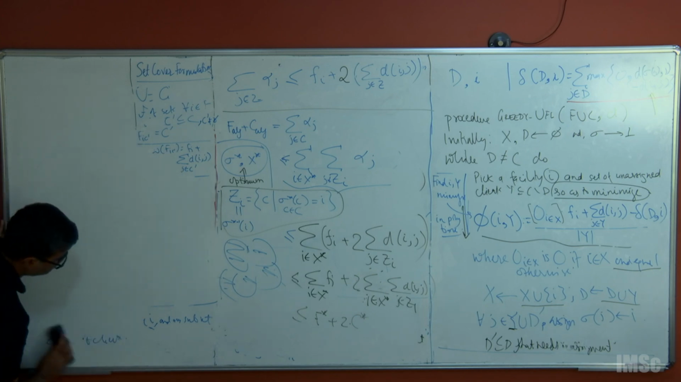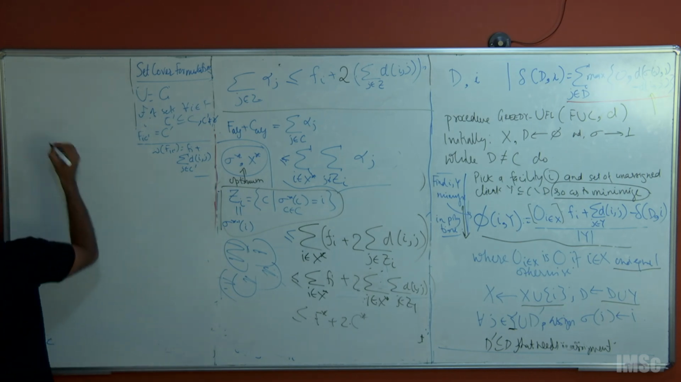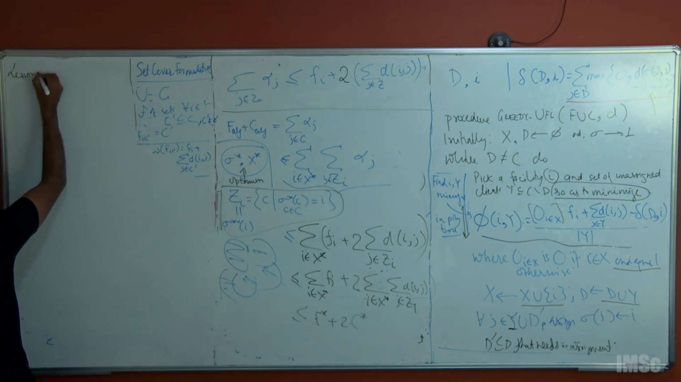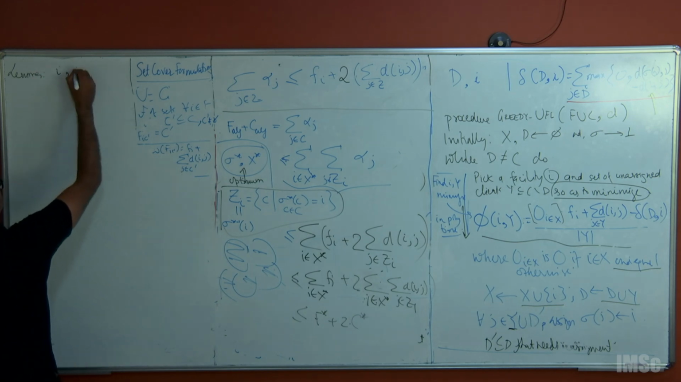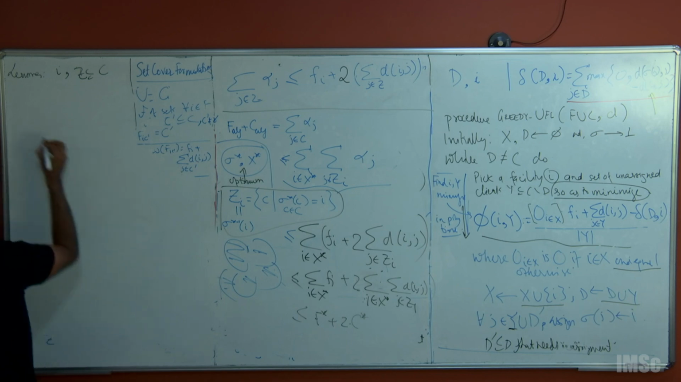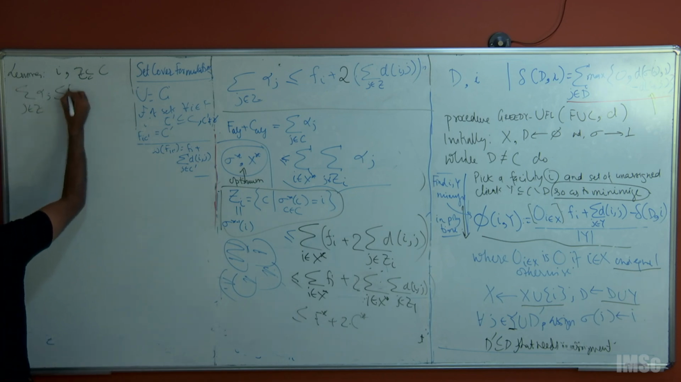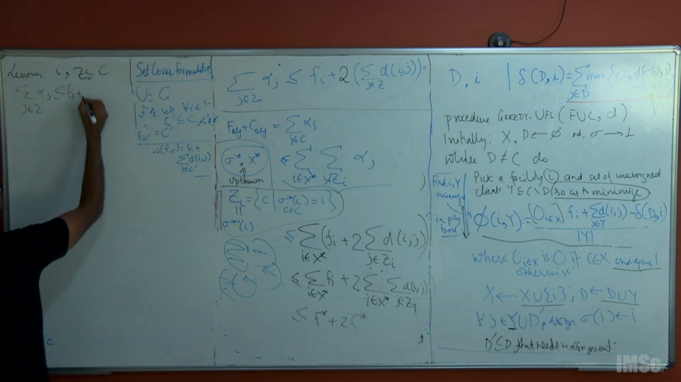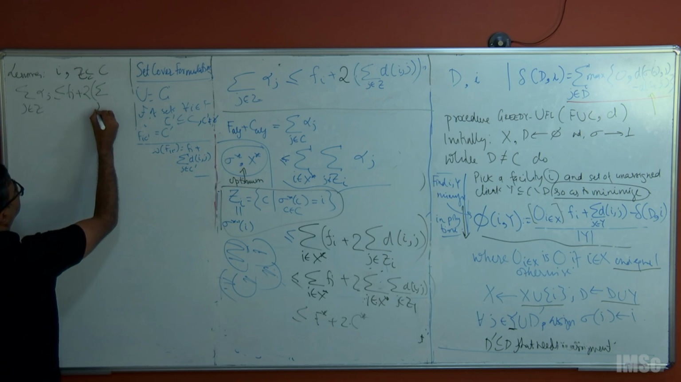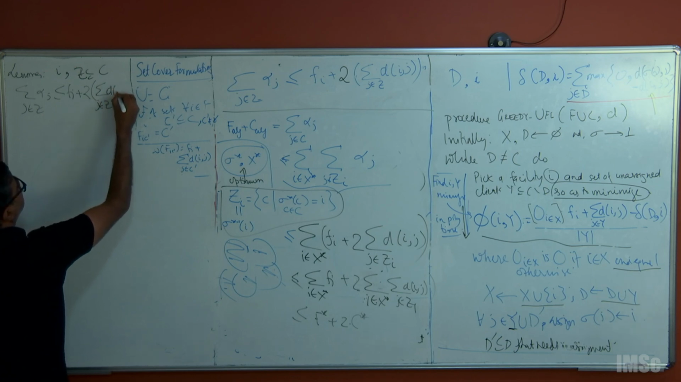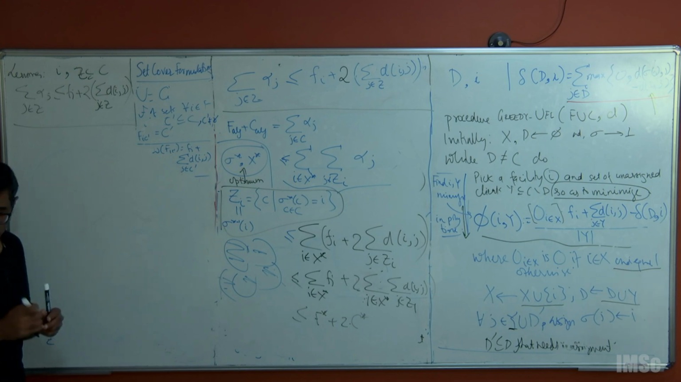Okay. So, what is the lemma that I want to prove now? Given I and Z subset of clients, I want to say that the summation over j in Z of alpha j is less than or equal to f_i plus 2 times the summation over j in Z of d(i, j). This is the lemma which I want to prove.